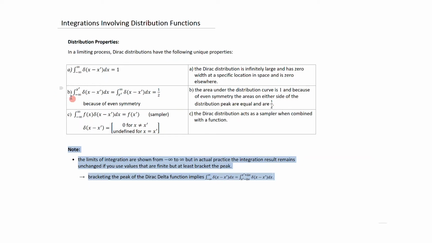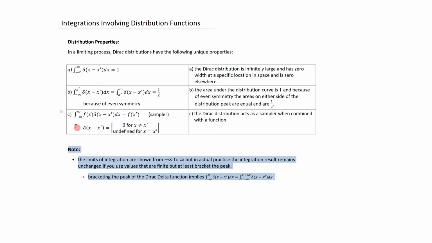All right, another thing to look at is the notion of even symmetry. If we integrate from minus infinity to x prime and from x prime to infinity, then these two will be identical. This captures half of the area under the Dirac delta distribution, and this takes up half the area. We know that the total integral from minus infinity to infinity is 1, and therefore by just going from minus infinity to x prime, we end up with a value of 1/2.